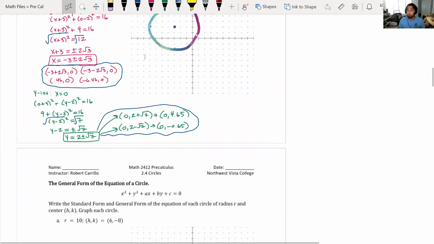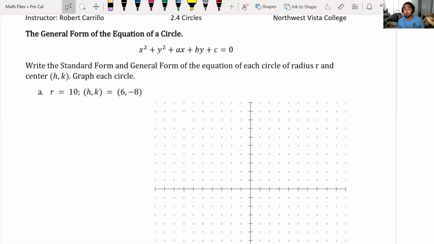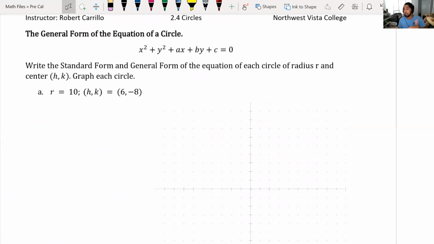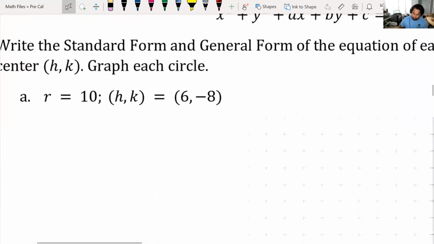Excellent. Now, moving on from the standard form to the general form of a circle. The general form you see there is x squared plus y squared plus ax plus by plus c. Basically, all they do is they take the standard form, FOIL everything out, and move everything to one side. That's it. So what we're going to do is practice going from standard form to general form, and then we'll graph the circle. All right. So they give us the pieces already, so let's put them in.